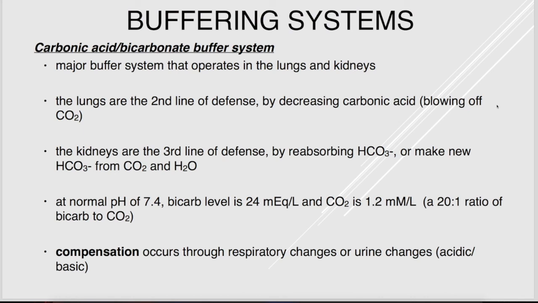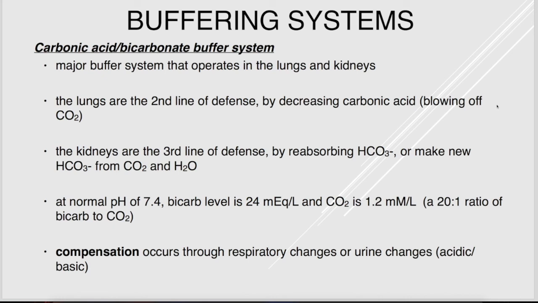Probably the major buffer system in the body is the carbonic acid bicarbonate buffer system. And this includes functions in both the lungs and the kidneys. The lungs are really the second line of defense because they can change how much carbonic acid is being kept in the body or excreted through respiration. So if you blow off more CO2, pH is going to go up. You're blowing off acid. If you have slow respiration, you're going to keep more CO2, and pH will go down.